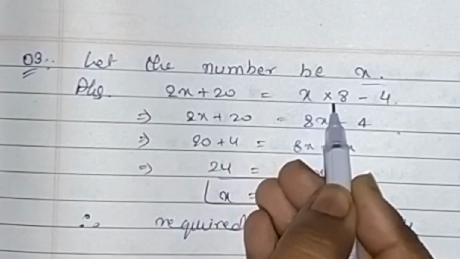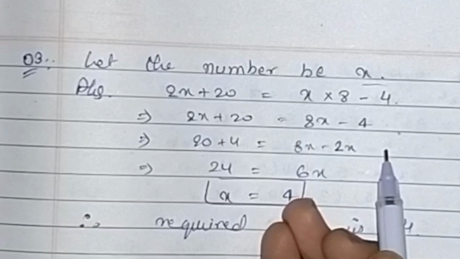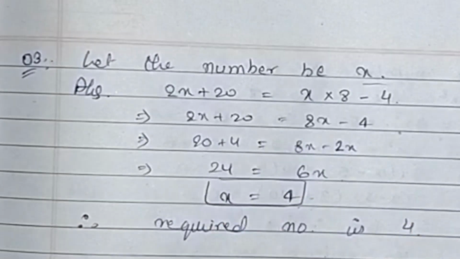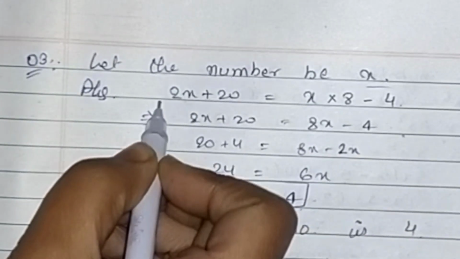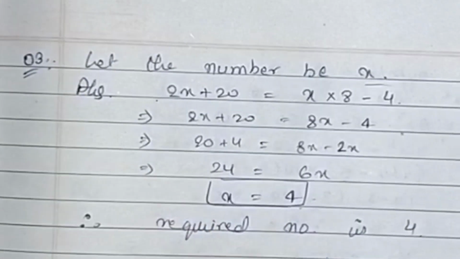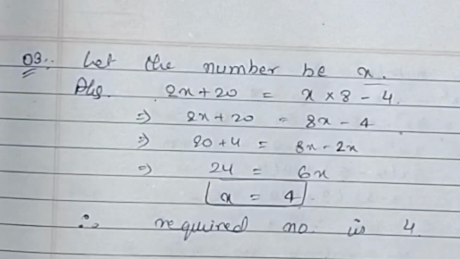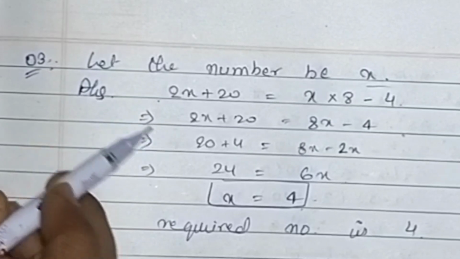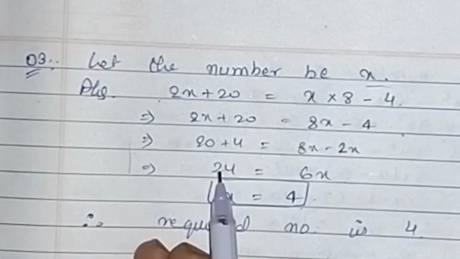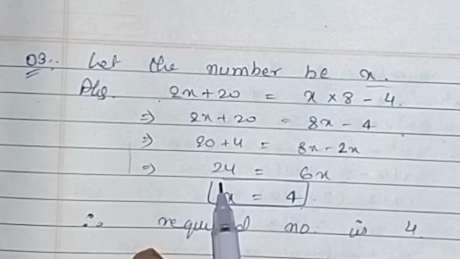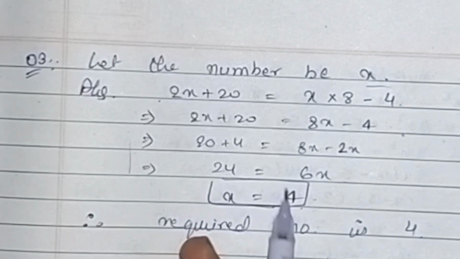So the product is 8x and we have to subtract 4 from that. So from these conditions we have made that equation, which is 2x plus 20 is equal to 8x minus 4. After that we have solved this, and by solving we will get the value of x equal to 4. How?